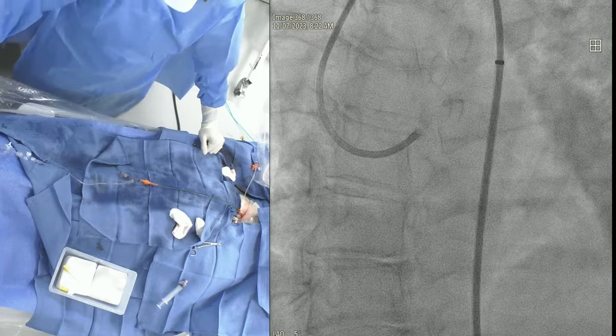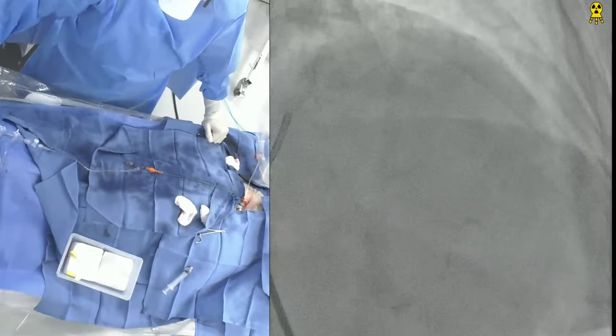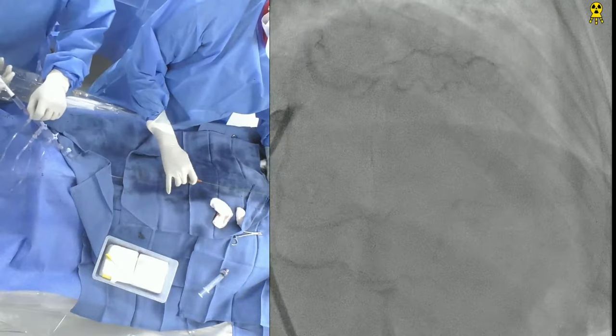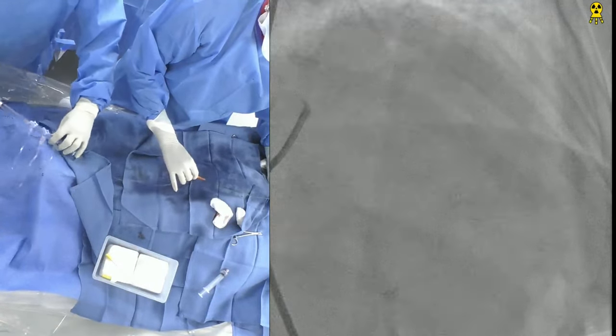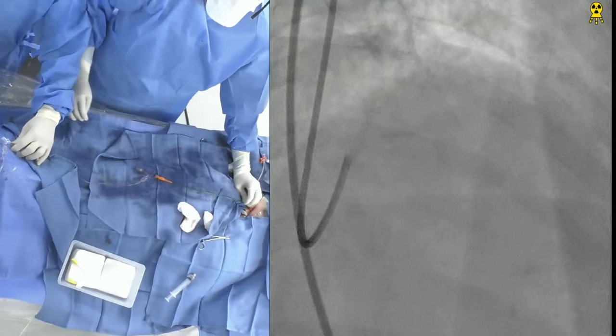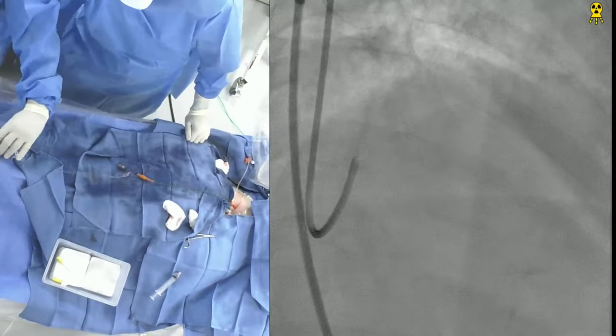There you can make a little counterclockwise turn to get into the LAD. Some dye? Yeah, so we can see. Let's take one picture here. That's much better. After the wire, we can always advance. Yeah, good. So you take a piston now. Same dye, just go to cine.